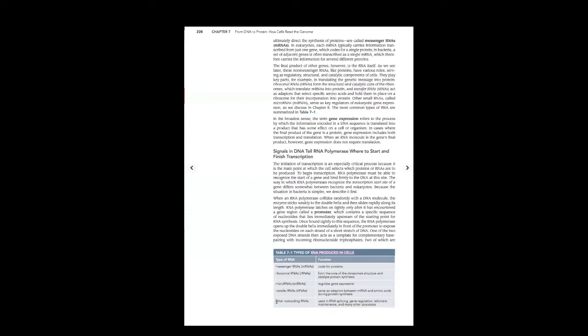And at the bottom, we have a general compartment for all the other types of RNA.